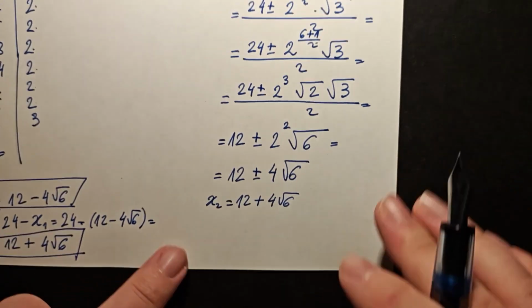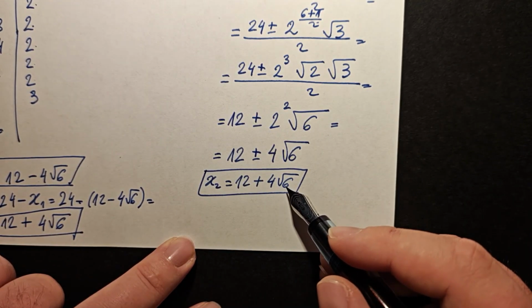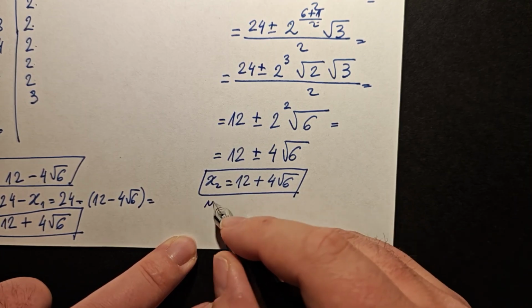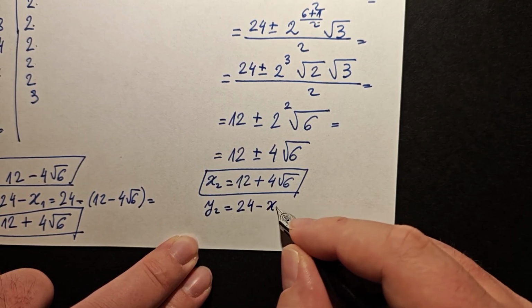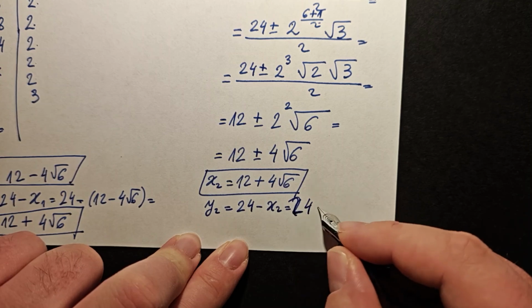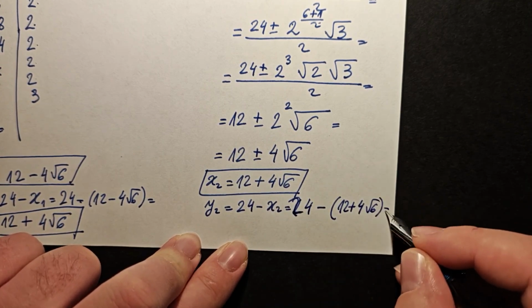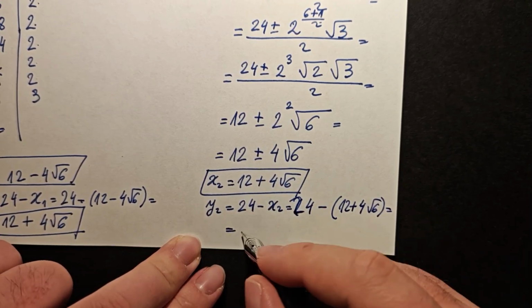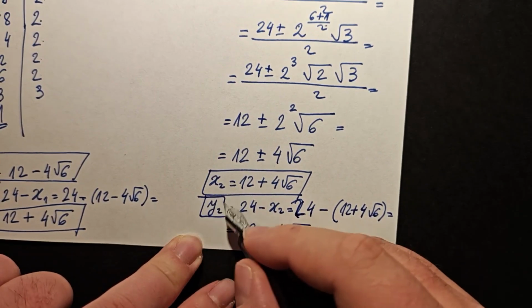We have our second solution here. x2 is 12 plus 4 square roots of 6, and y2, again using the same connection, is 24 minus x2, which is 24 minus 12 plus 4 square roots of 6, and that is equal to 12 minus 4 square roots of 6.